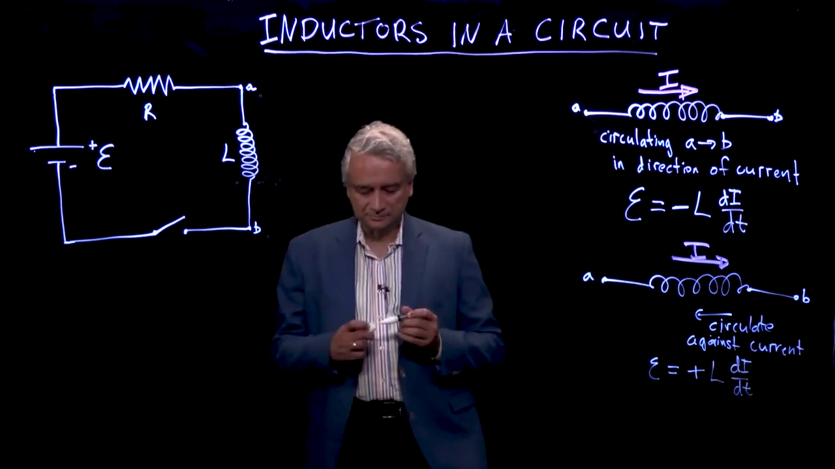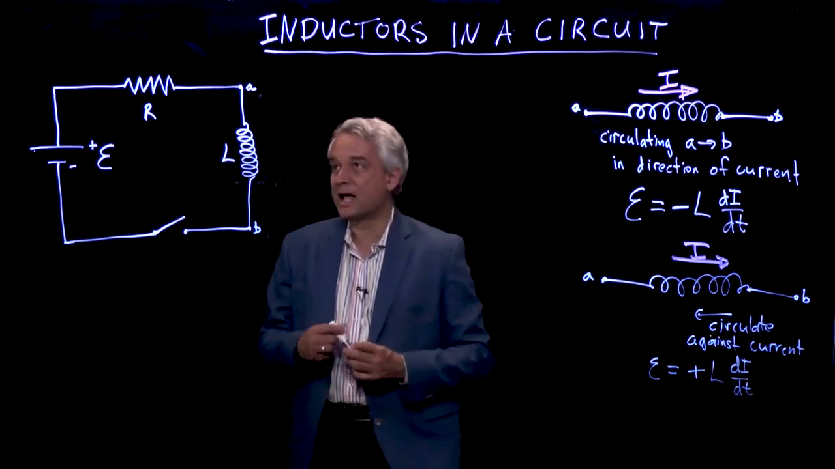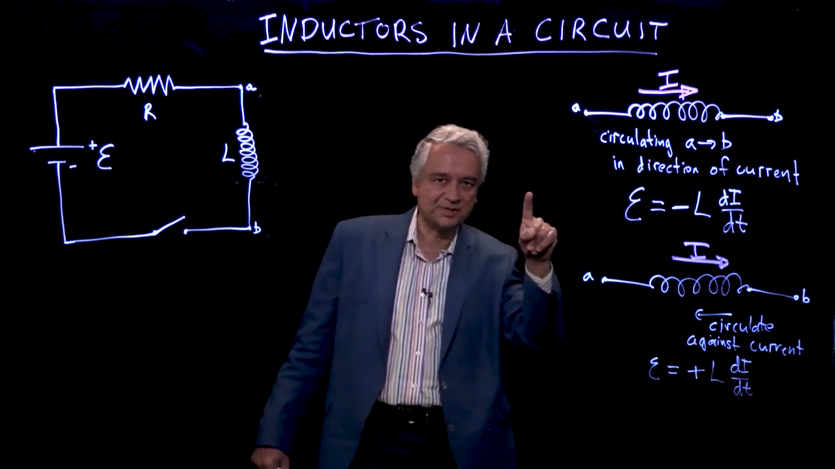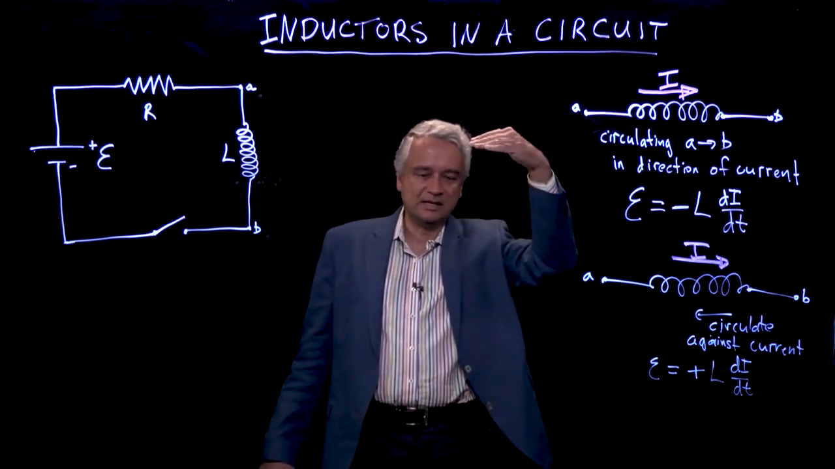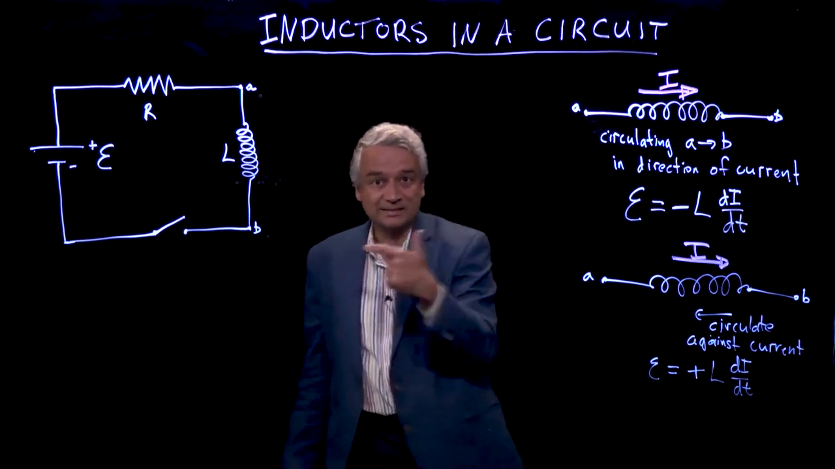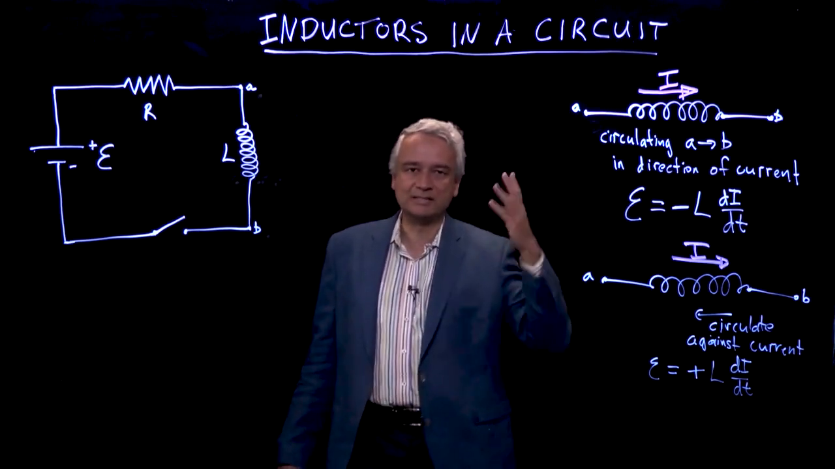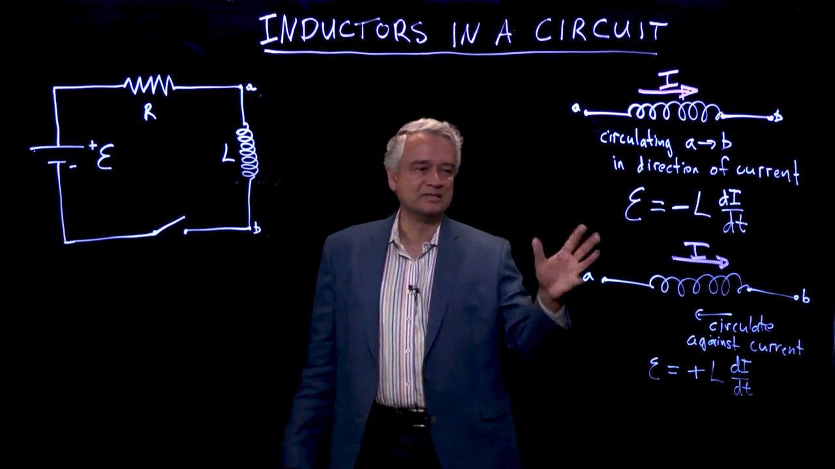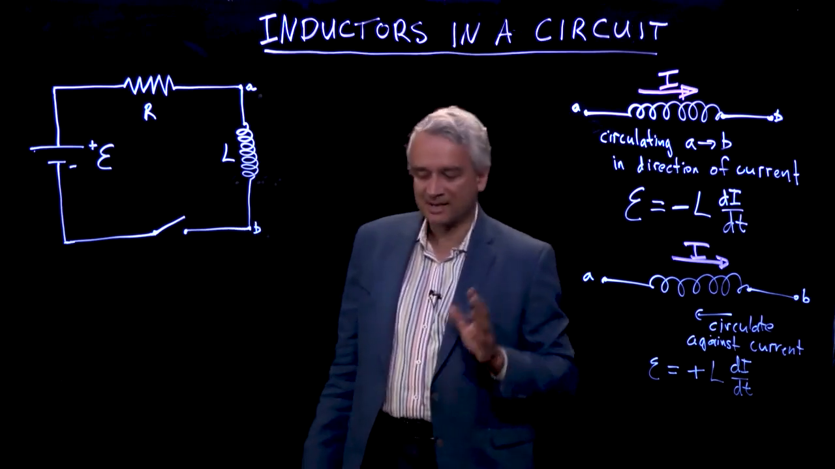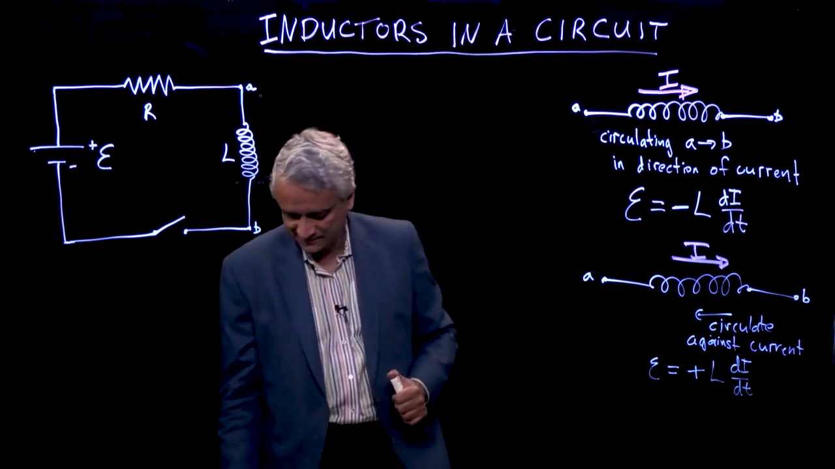So just as you need to keep track with a resistor, when you walk past a resistor in the direction of the current, the voltage drops, you get a minus IR. If you go against the direction of the current, the voltage rises, you get a plus IR. Similarly, with an inductor, you have to keep track of the sign in the way that I just described, and in fact, it was the same for the capacitor too.